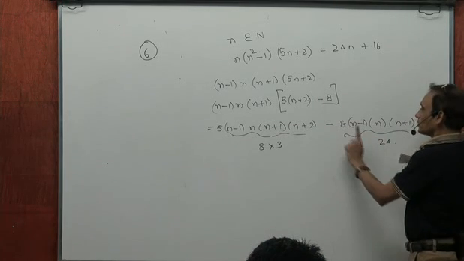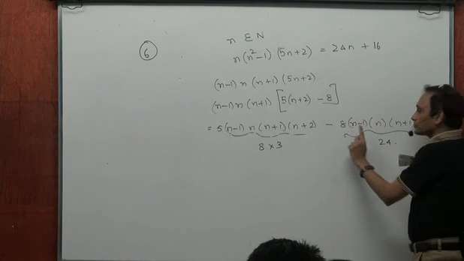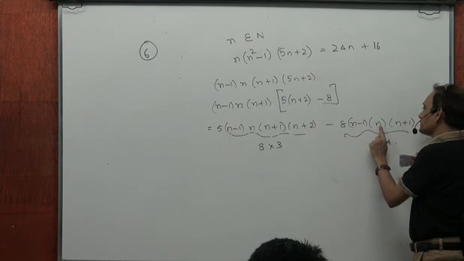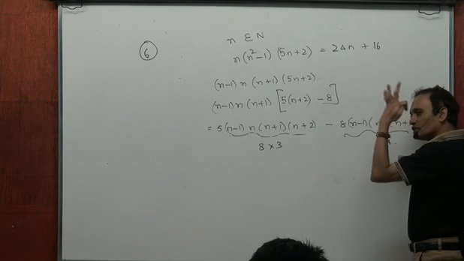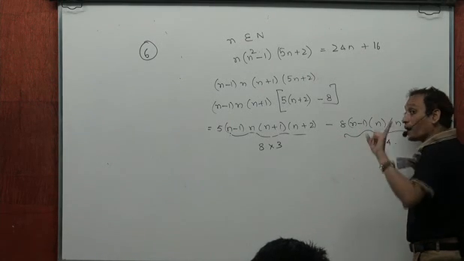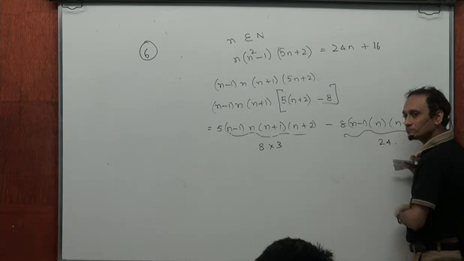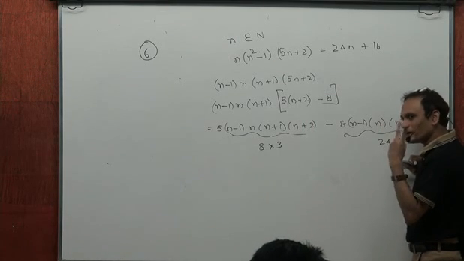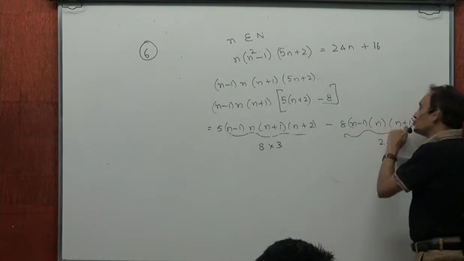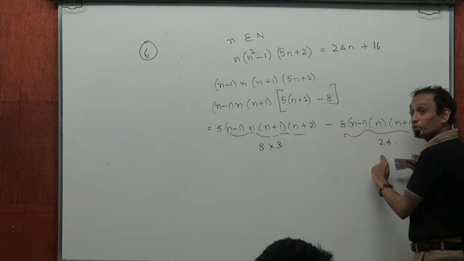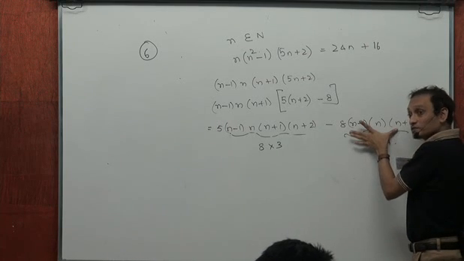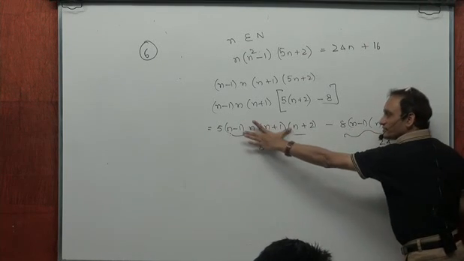Yeah, sure. 8 is a factor, and these are n minus 1, n and n plus 1. 3 consecutive integers. One of them must be a multiple of 3. So 8 into a multiple of 3 will make it a multiple of 24. So this is divisible by 24. This is also divisible by 24.